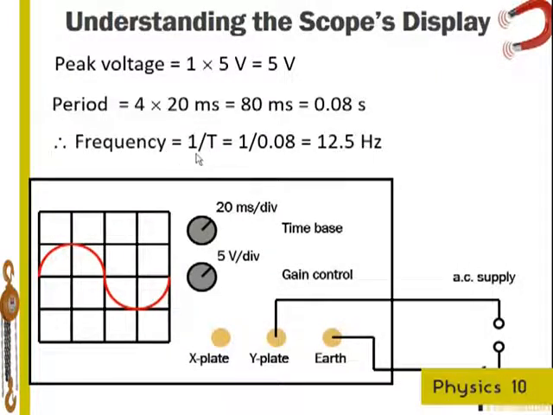Frequency is just equal to 1 over T. So because we know that the period is T, and that's given as 0.08 seconds, 1 over 0.08 will be 12.5 hertz.